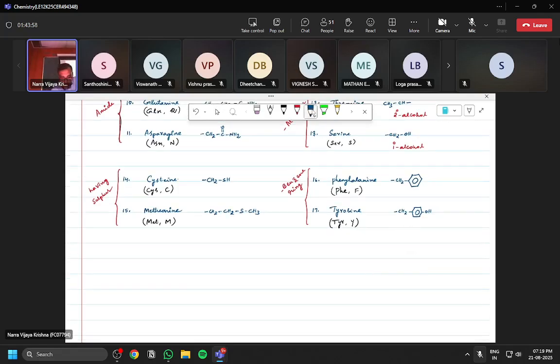Next one, sir. 18th one. These 3 amino acids, 18, 19, 20. Remember them individually. Tryptophan. Right? Possess indole functional group. Indole group means benzene ring, 6-member ring, and a 5-member ring with nitrogen. Right? It is called indole group. Benzene ring and a 5-member ring with nitrogen in it.